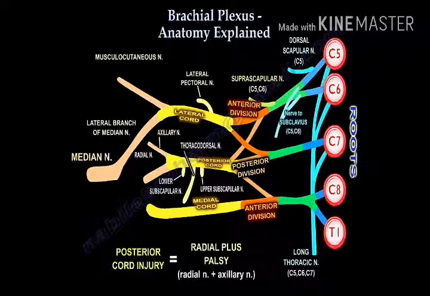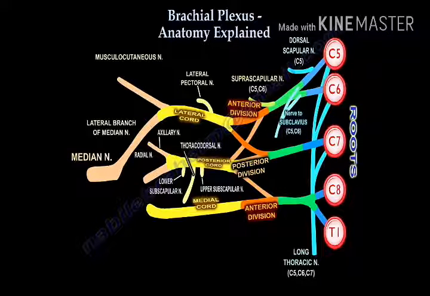So in posterior chord injury, you will have radial plus axillary palsy. Radial nerve palsy, which is wrist drop, plus an axillary nerve palsy. The last one is the medial chord, which gives 5 branches, 3 branches and 2 terminal branches. Just remember the medial chord, it's medial, it's ulnar.